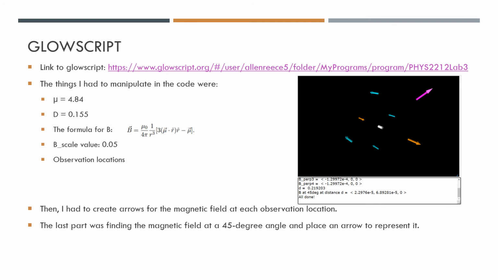After putting in the observation locations and finding the magnetic fields, I had to create arrows for the magnetic field at each observation location. And the last part was just finding that last arrow for the 45-degree angle.